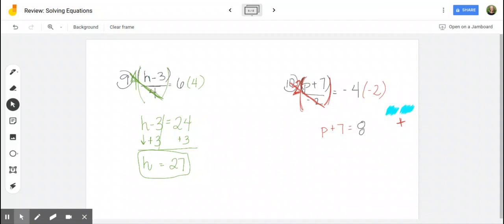Okay, p is not by itself yet. I have a plus 7 in the way. So the inverse of a plus 7 is a minus 7. Bring down your p. Your 7's cancel. And 8 minus 7 is 1.